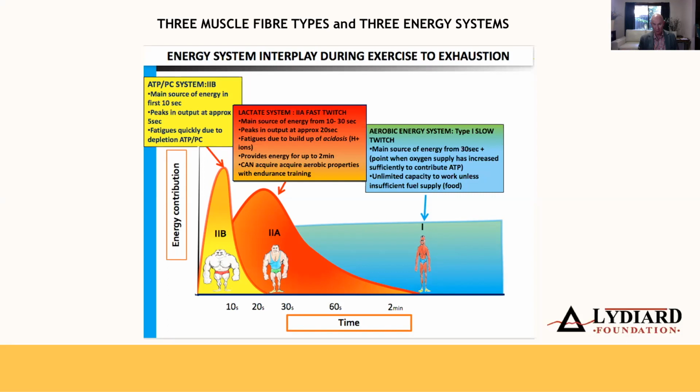And the main fuel for the 2A is lactate and glucose. So in the breakdown of carbohydrates, they break down rapidly into glucose, which is 6 carbon molecules. And in turn, it seems to be that glucose breaks down further into 3 carbon molecules, which are lactate. And that's the main fuel for that system there.